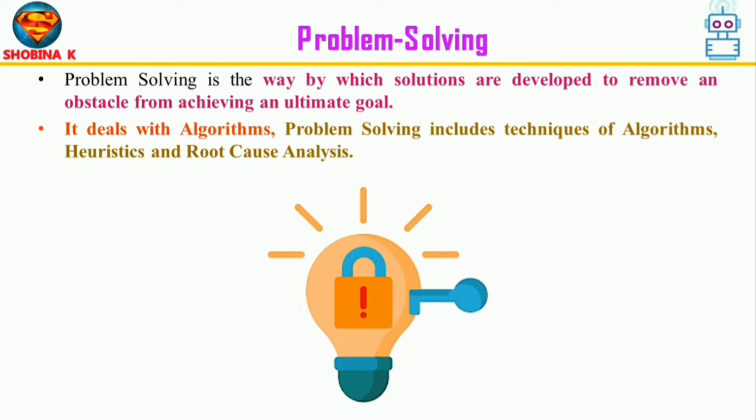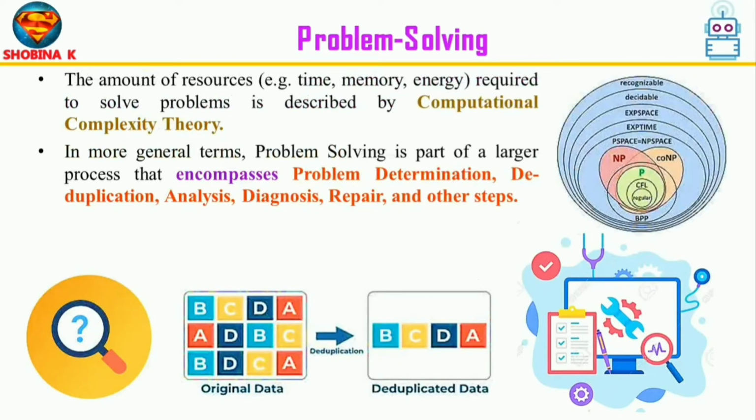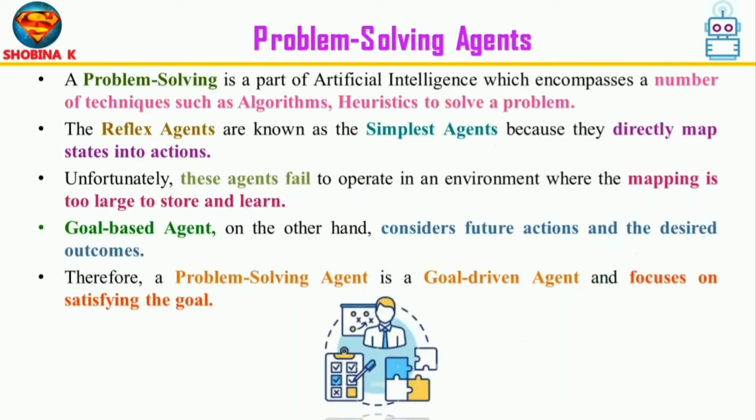In computer science and in part of artificial intelligence, it deals with algorithms and techniques such as heuristics and root cause analysis. The amount of resources required to solve a problem is described by computational complexity theory. In general, the problem solving process includes problem determination, deduplication, analysis, diagnosis, repair, and so on.